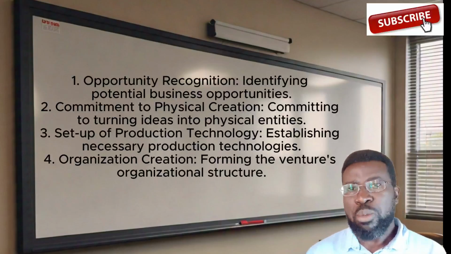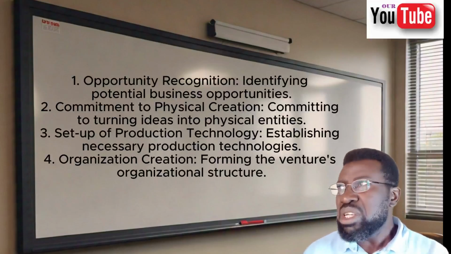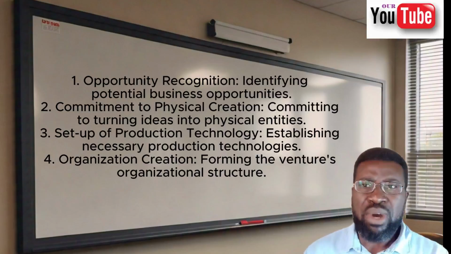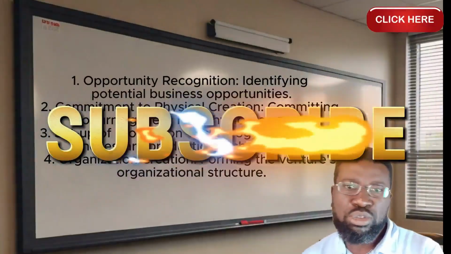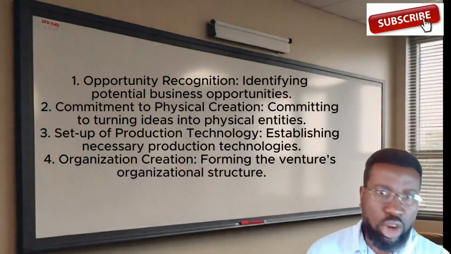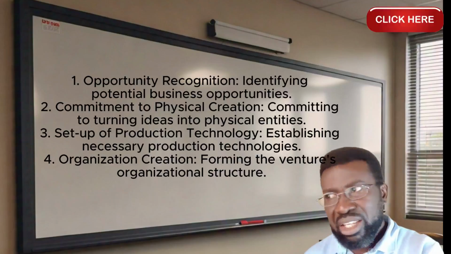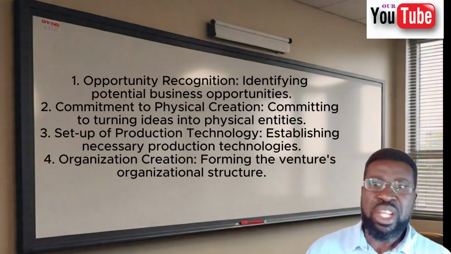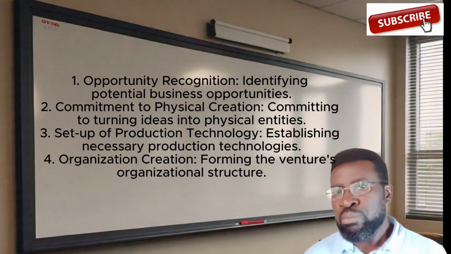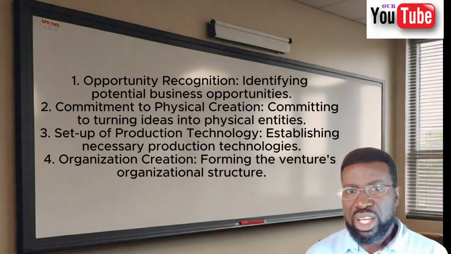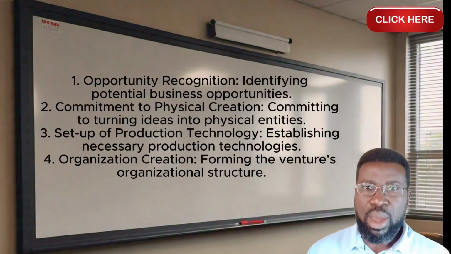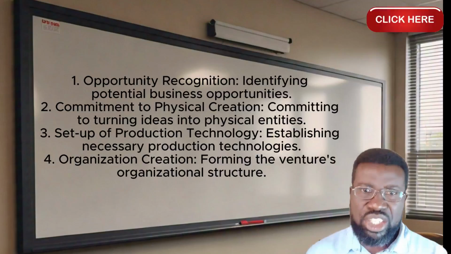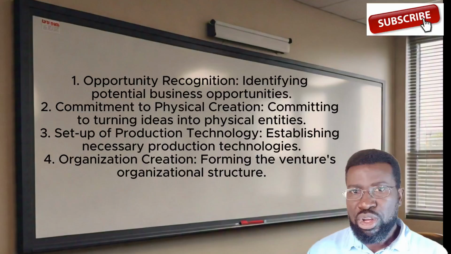The first one, which is opportunity recognition, simply means the entrepreneur tries to identify potential business opportunity, while the second one is the commitment to physical creation, which simply means committing to turning the idea which he has come up with into physical entities. Then the third one, which is the setting up of production technology, is the establishment of necessary production technologies that will aid this venture creation.